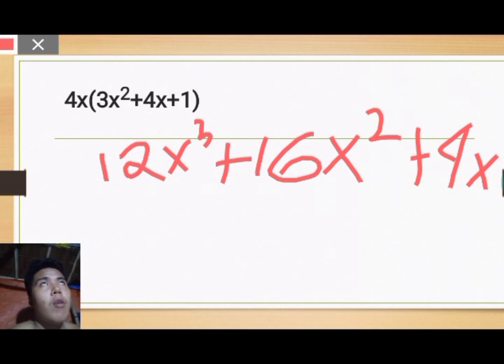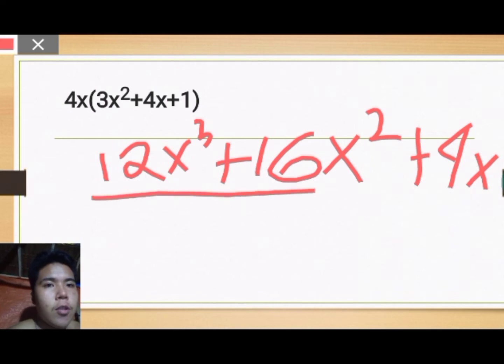Then always remember and don't forget in your mind that if you multiply a positive number by a positive number, the result is positive, and if you multiply a negative number by a negative number, the answer is also positive. But if you multiply a positive and a negative number, the result is negative. So this is the answer.